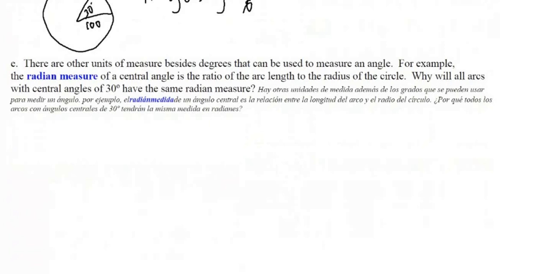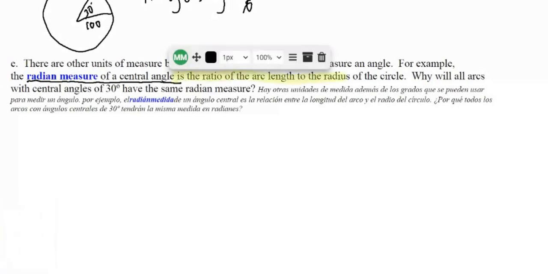Part E. There are other units of measure besides degrees that can be used to measure an angle. For example, the radian measure of a central angle is the ratio of the arc length to the radius of the circle. Why will all arcs with a central angle of 30 have the same radian measure? Well, it has to do with how our radian measure is being defined. So let's take a close look at that. Radian measure is the ratio of the arc length to the radius of the circle.